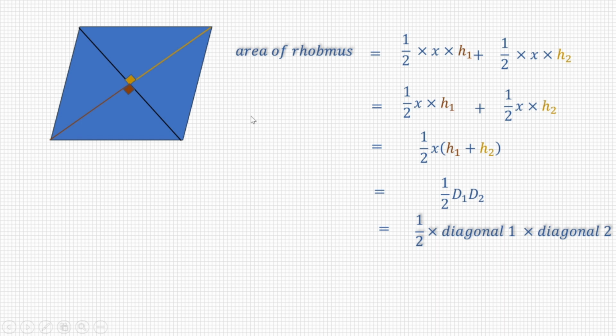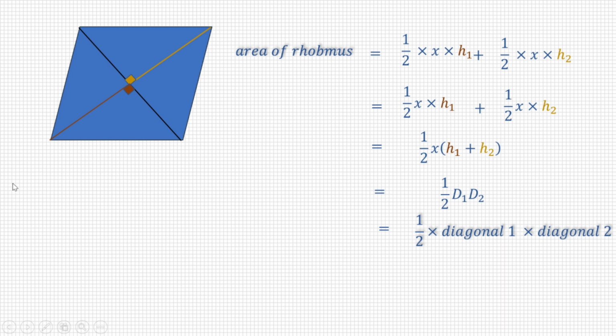Okay. See, many formulas can be generated. Here I have used this as the base and these are the heights. That's why I am able to reach this formula. If I would have chosen this as the base, I would have ended up with some other formula. But for now, what does this formula say? That if we have been given the diagonals of a rhombus, then we can find out area easily by half into diagonal 1 into diagonal 2.